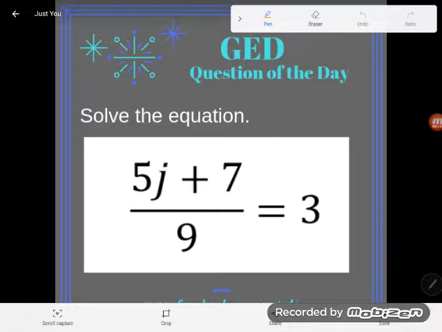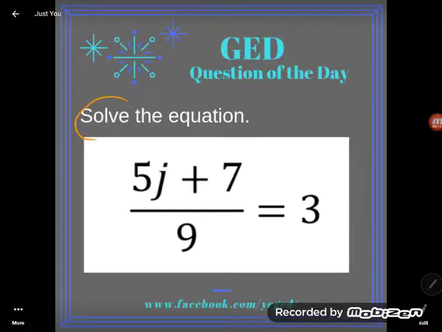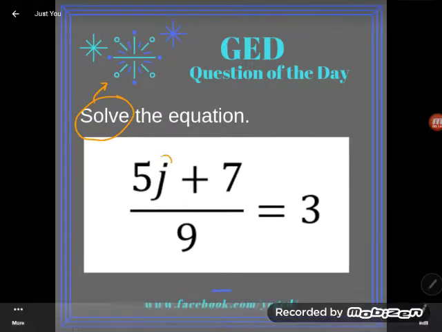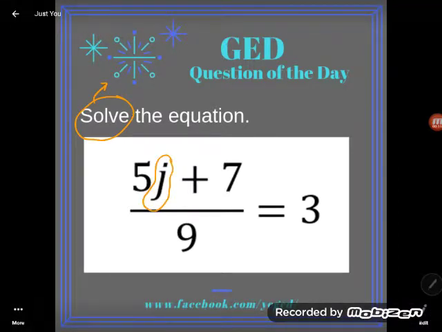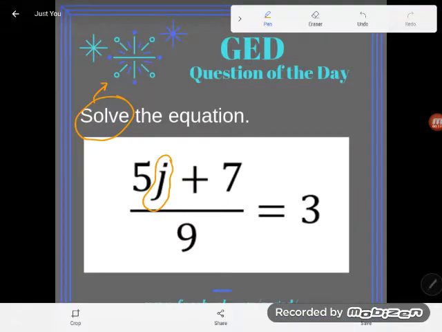So let's take a look here. Notice that the directions say solve the equation. I'll just remind you that solving the equation means figuring out what the letter, in this case J, would have to be equal to make this true. And mathematicians do that by isolating the variable, getting the letter alone. So basically, if they say solve the equation, I'm going to work here to get the letter alone.